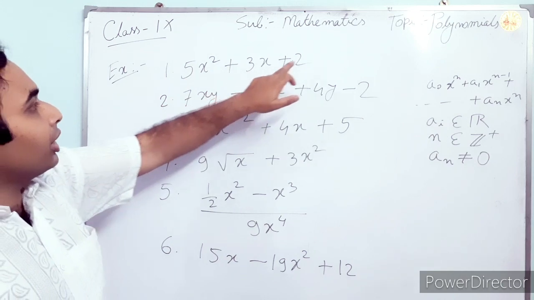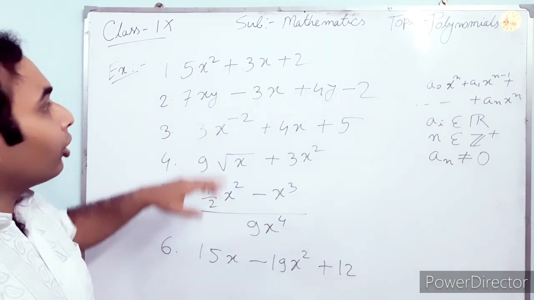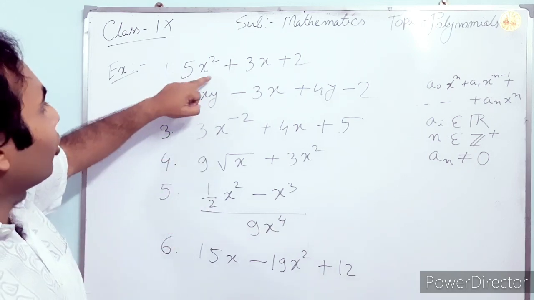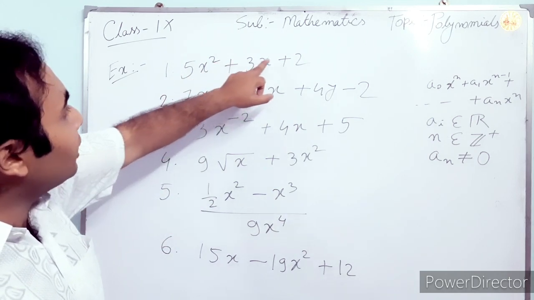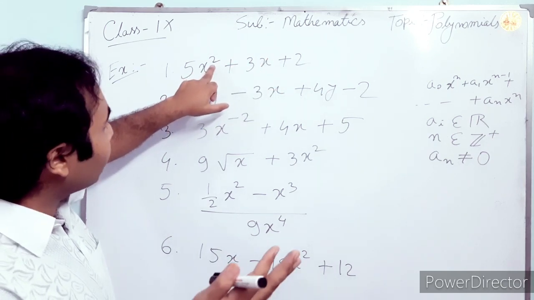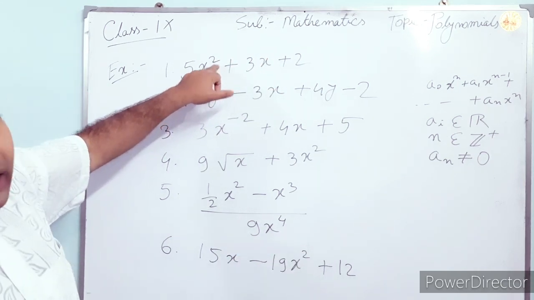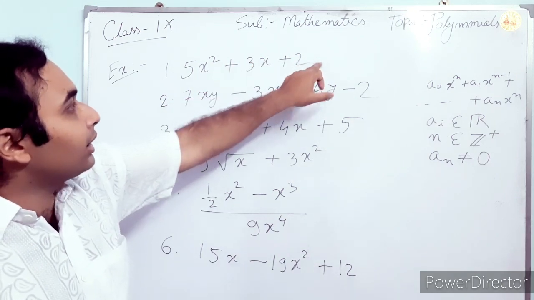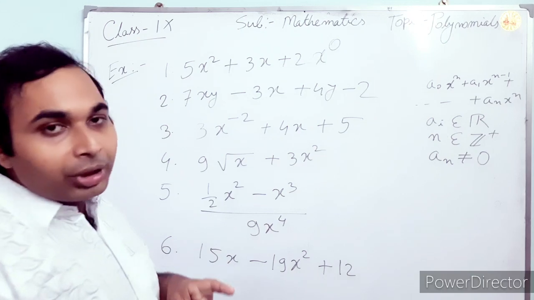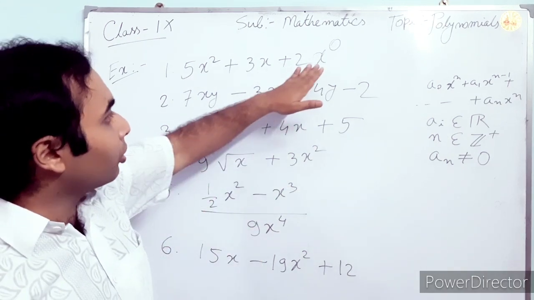Here those coefficients are not equal to 0, and also those are real numbers. 5, 3, 2, those are real numbers. And also see the indices are not negative, those are positive integers. 2, here 1, and here nothing is there. Here actually x to the power 0 is there. x to the power 0 means 1, that's why we don't write this one.